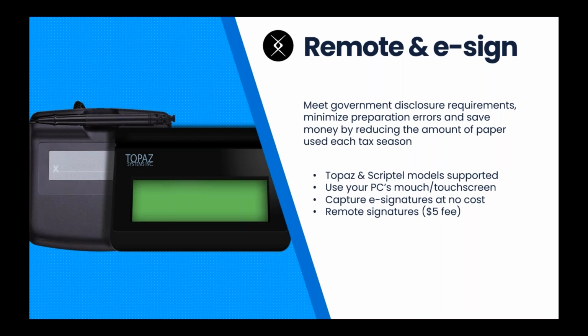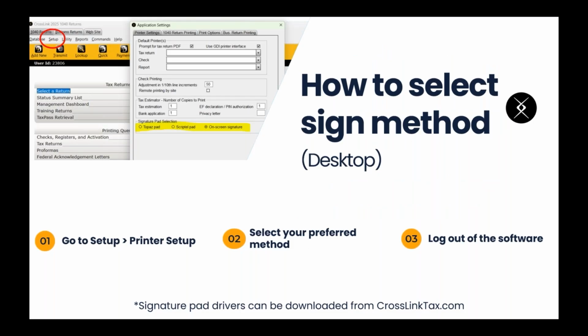However, if the customer wants to be able to sign remotely, that's when there's a $5 fee that will be charged to the office. But now that we have a general understanding of how this works, let's see exactly how to set this up. I think the first thing you want to do, whether you're desktop or online, is select how you want to use e-signatures, essentially how to select your signature pad method.